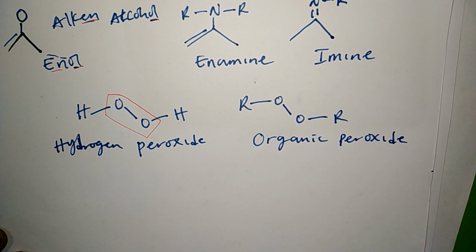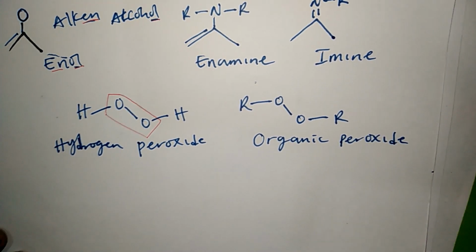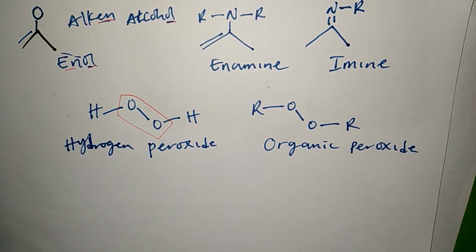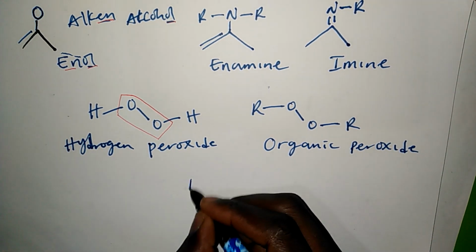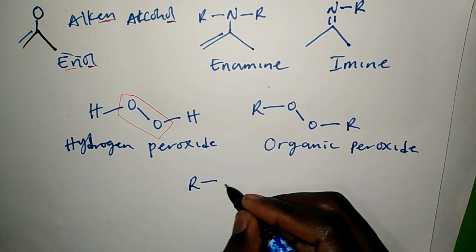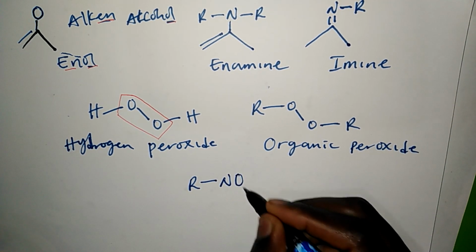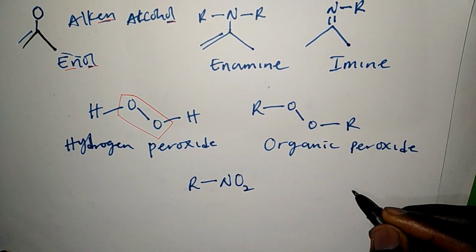What if you have a functional group like this? We have an R group directly attached to nitrogen having O2. This particular functional group is known as a nitro group.